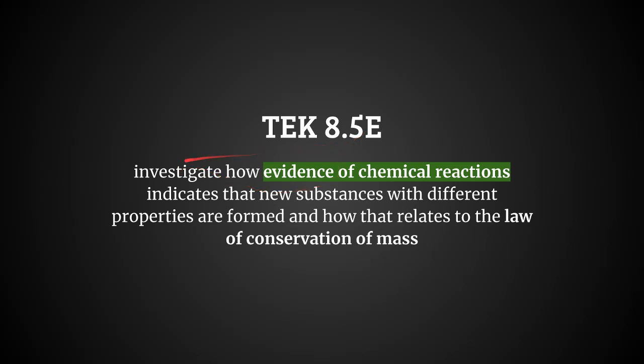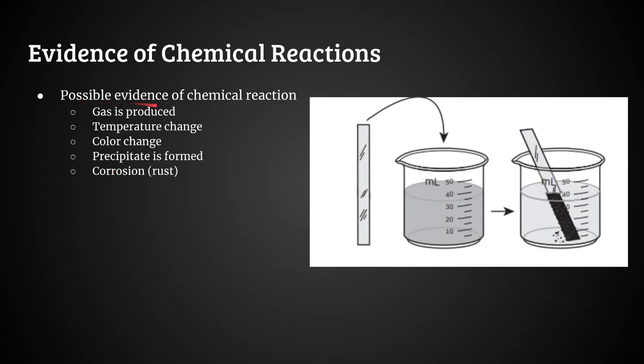TEKS 8.5E, investigate how evidence of chemical reactions indicates that new substances with different properties are formed and how that relates to the law of conservation of mass. Very cool. So, evidence of chemical reactions: we have possible gases being produced, a temperature change, color change, precipitate being formed, or corrosion of some sort, as we can see here in this picture with this metal.